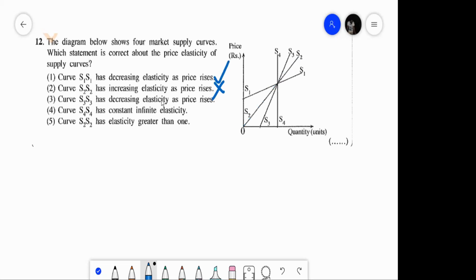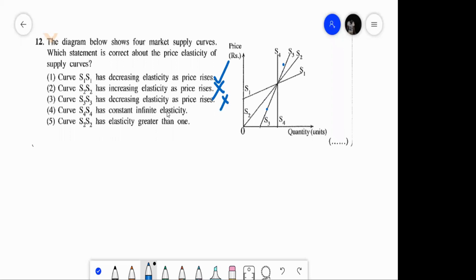Then number 3, S3. Now this one is an inelastic curve, S3, right? This curve is an inelastic curve. And what happens in an inelastic curve along the price? When the price keeps on increasing, the PES will increase as well, right? So you can put numbers and figure out, guys. If you have an inelastic supply curve, find PES here and find PES at this point, you will see at the higher point that the PES is higher. So not this as well, explained previously.